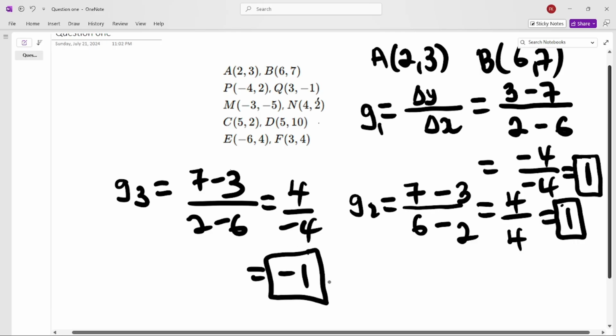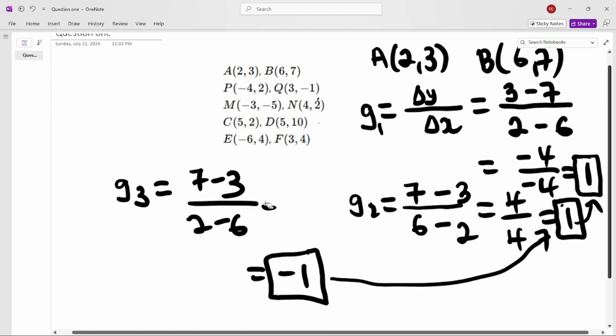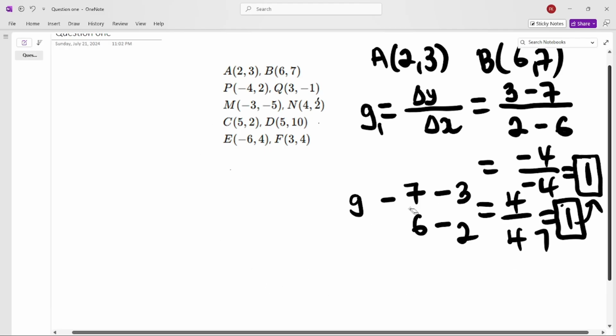So negative 1 is not the same as the one we got, 1 and 1. Do you see the difference? Yes, sir. Yes. That's why it's very important that when you are doing it, you make sure that you start from the right direction and end at the right direction as well. I'm going to solve for the second point as well and allow you guys to do the rest.